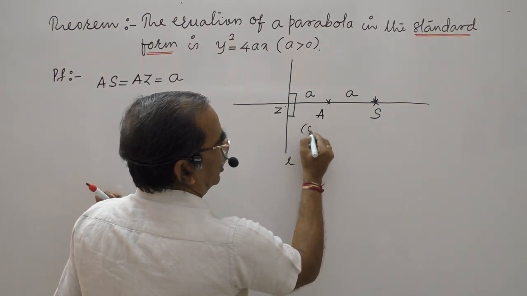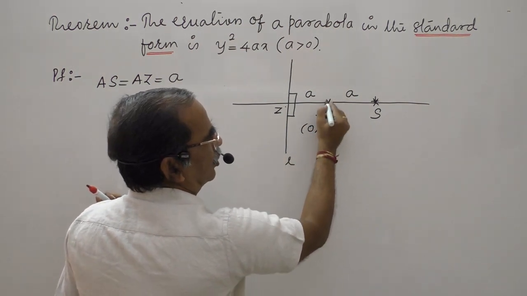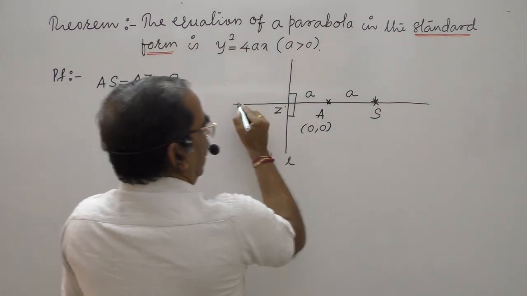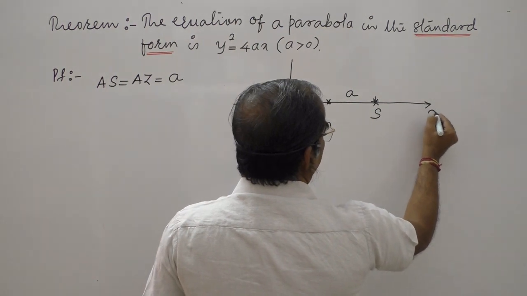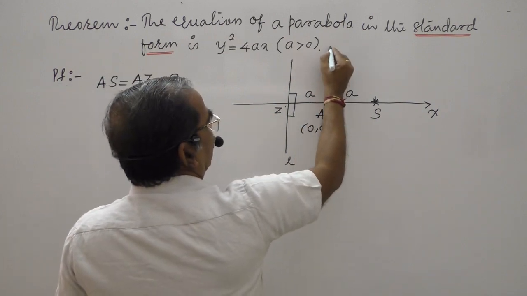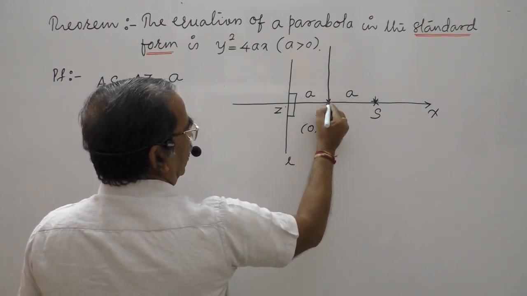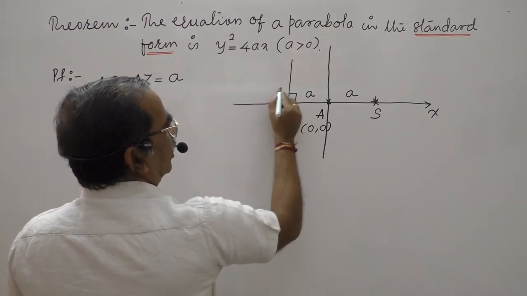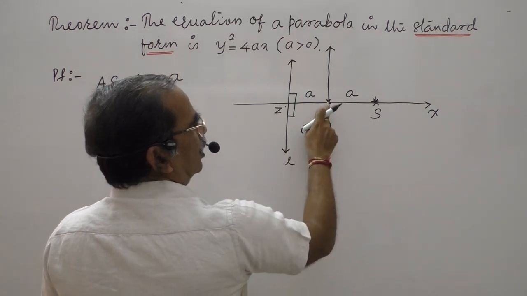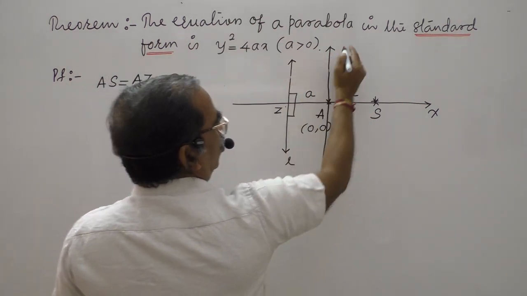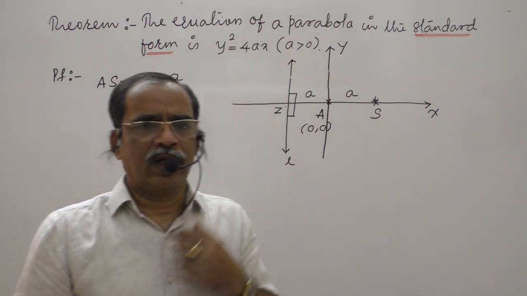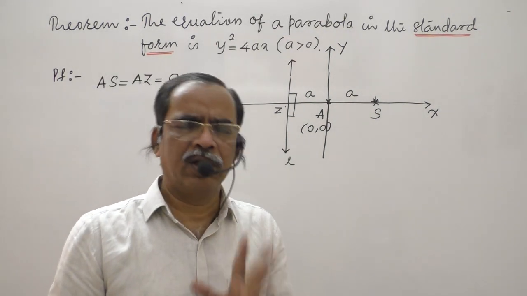Next, fourth step. Now choose the point capital A as origin and this horizontal line SZ as x-axis. Then automatically the line passing through A parallel to directrix, this one, this is the directrix, will be the y-axis. Once again, listen carefully, very simple.